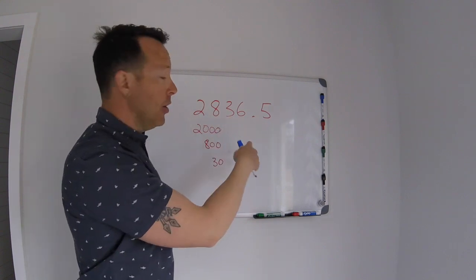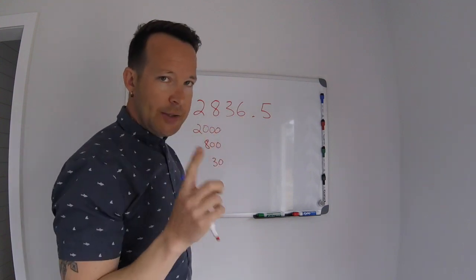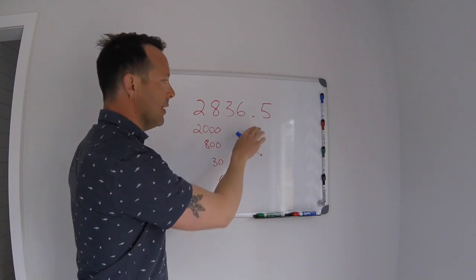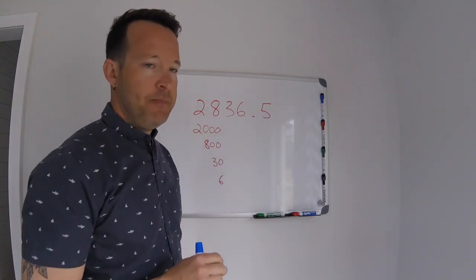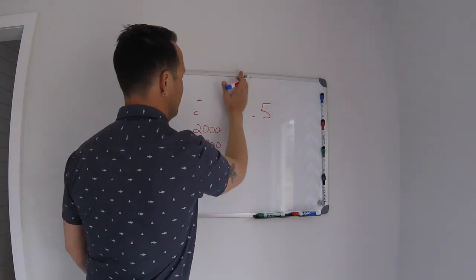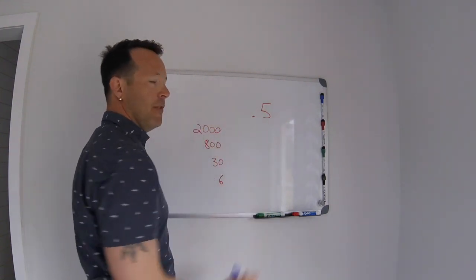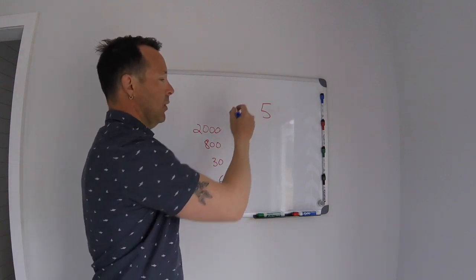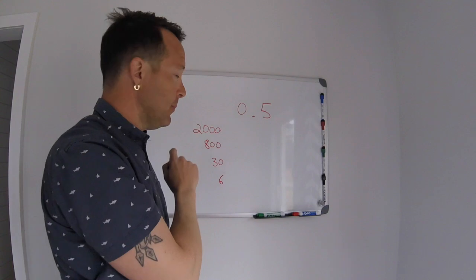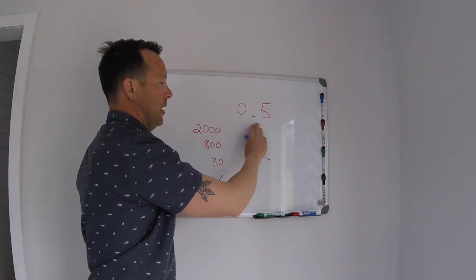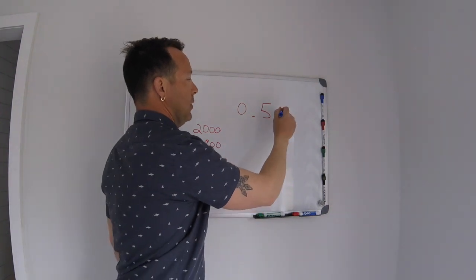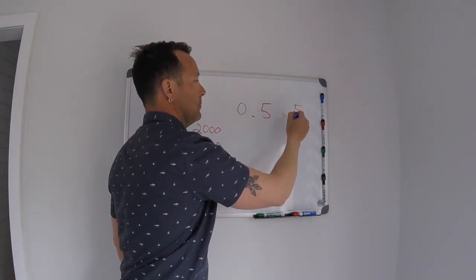3 times 10 is 30. And the 6 is in the ones column, so its value is 6. What's the value of this number? Well, if we take away the rest of these and leave ourselves with this 0.5, remember we write it as 0.5 so we don't get confused. If we're left with this number, the previous pages tell us that this number equals this fraction.